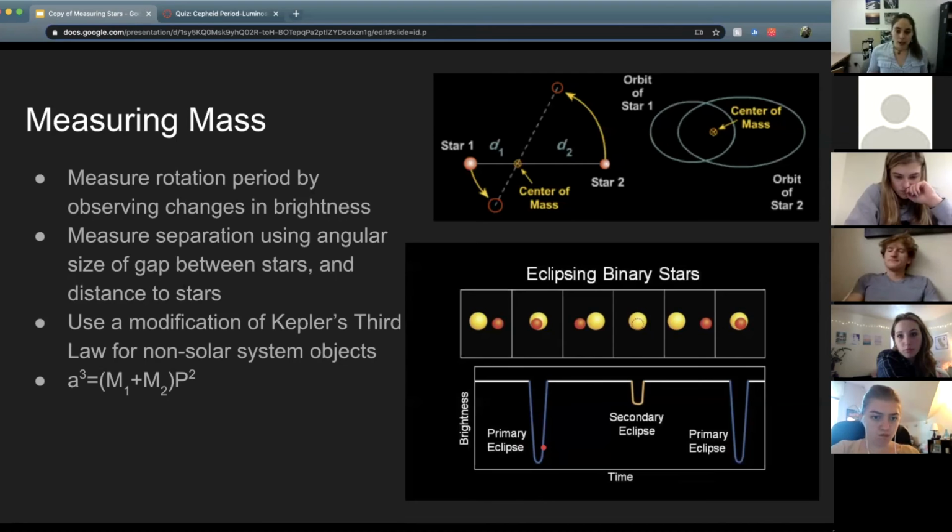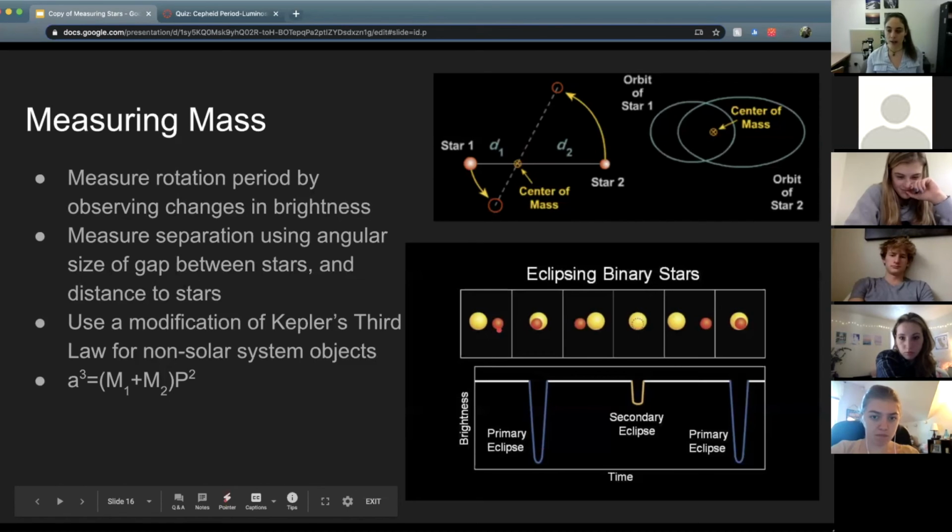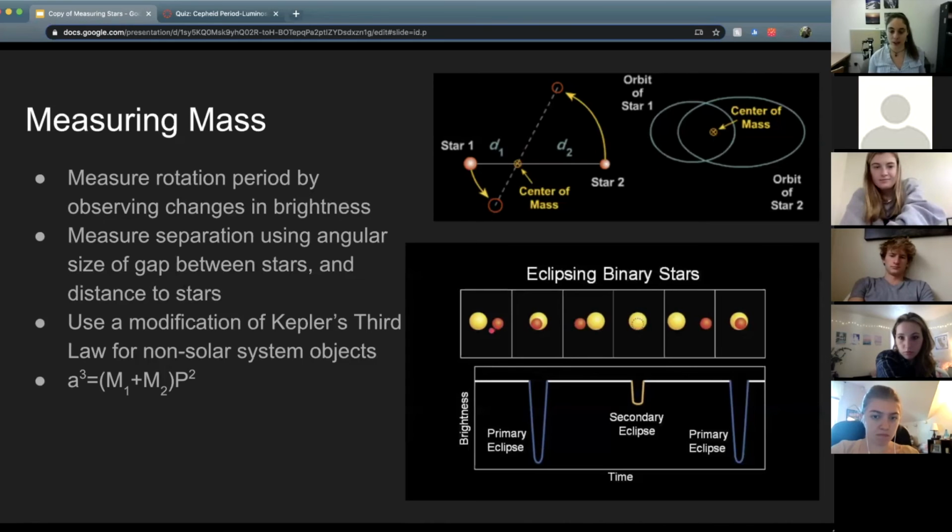Measuring the semi-major axis can be a little bit more tricky, because you'll need to actually be able to see the two stars and see their angular separation in the sky. And then if you know the distance to the two stars and you can measure the separation of the two stars, you can use a little bit of trig to find the actual separation of the two stars.